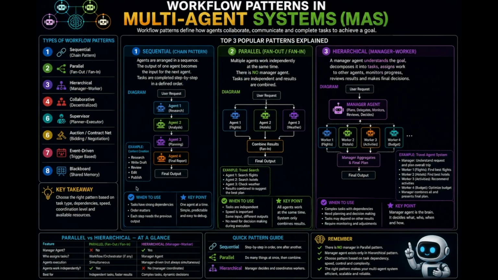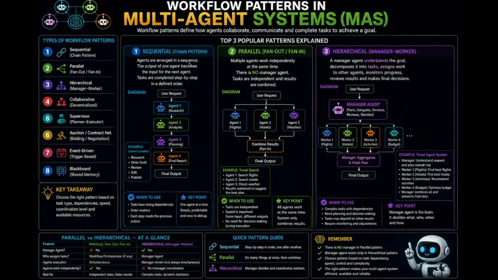When we are building a multi-agent system, there is something called a workflow pattern. This is very important to build a multi-agent system. A workflow pattern defines how agents collaborate, communicate and complete tasks to achieve a single goal. There are 8 workflow patterns. Out of that we have picked the top 3 patterns, which are commonly used when building a multi-agent system.